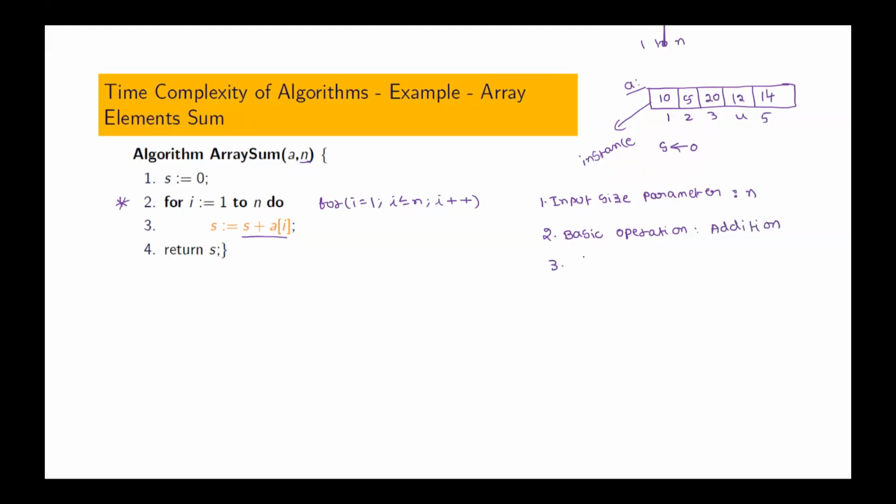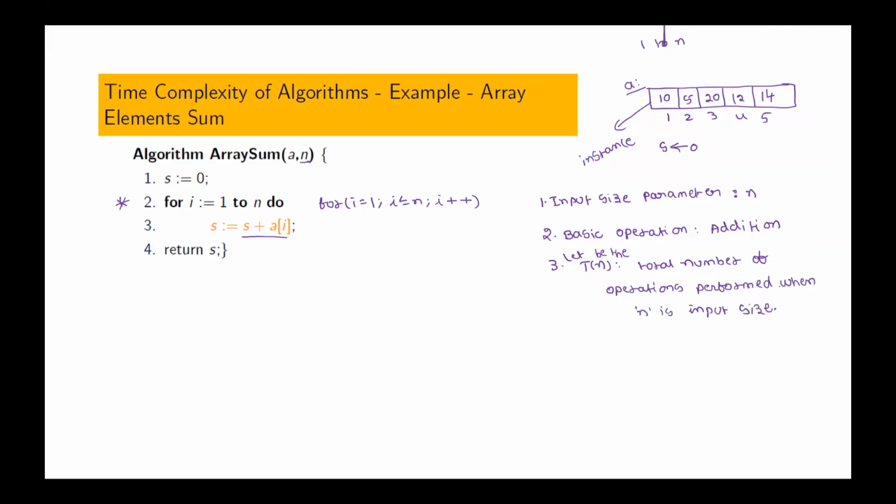What does this third step say? Let T of n be the total number of basic operations executed, the operations performed in our algorithm. Operation means basic operations performed when n is the input size. It depends on the size of the input, when n is the input size.